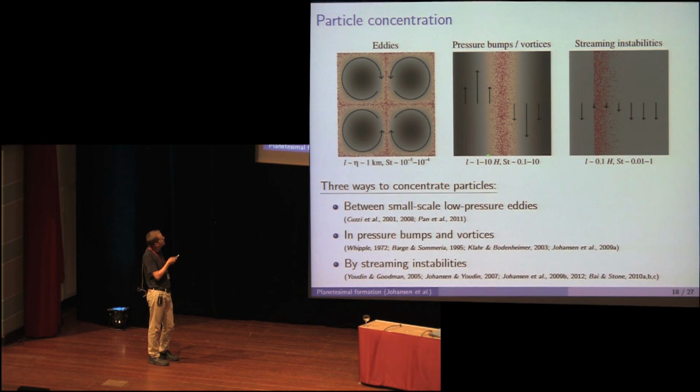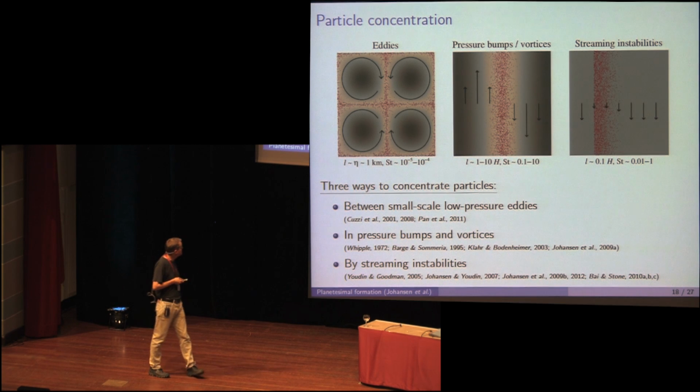And pressure bumps can be over a very large length scale, from 1 scale height, maybe up to 10 scale heights, so the full scale of the protoplanetary disk. These pressure bumps can trap particles with Stokes numbers between 0.1 and 10.